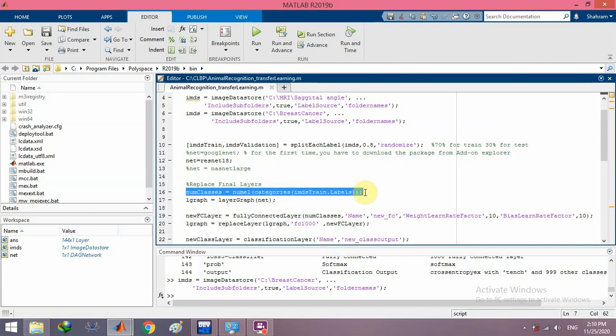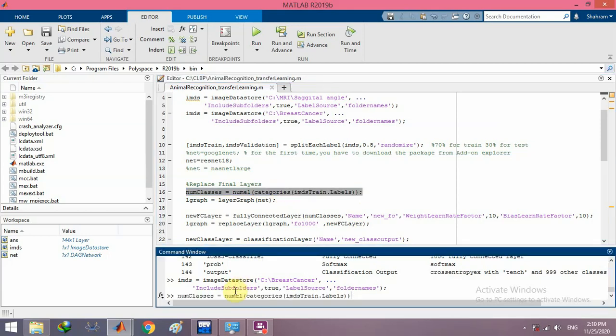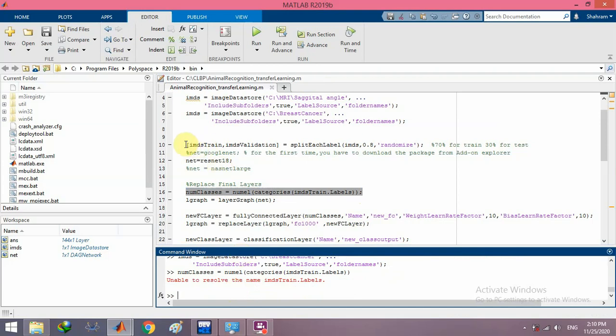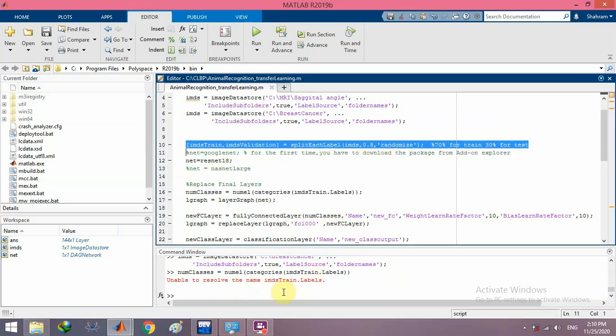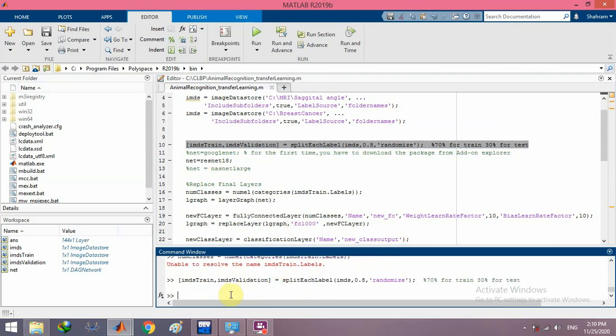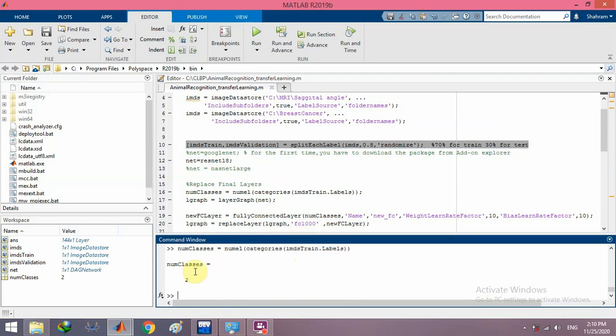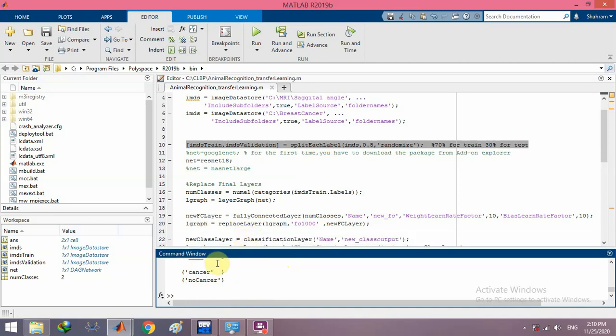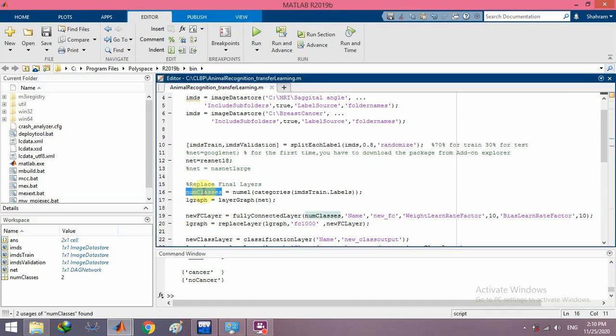So let's see what the output of this line is. Sorry, first I have to split the database. You can see the number of classes in my database is only 2. The categories output gives us a cell. These are the names of the 2 categories, cancer and no cancer. If you have more categories, for example 10 categories, then this number of classes will become 10.